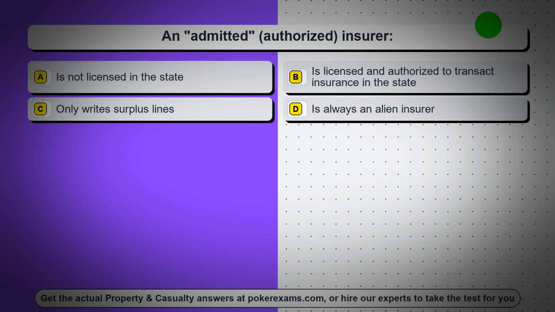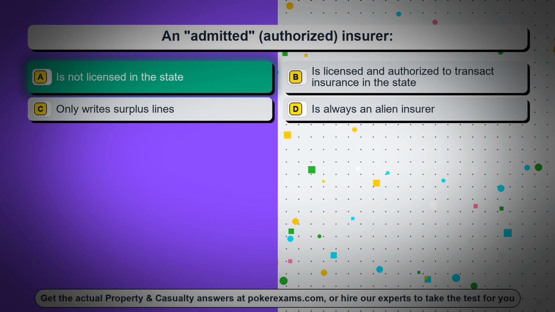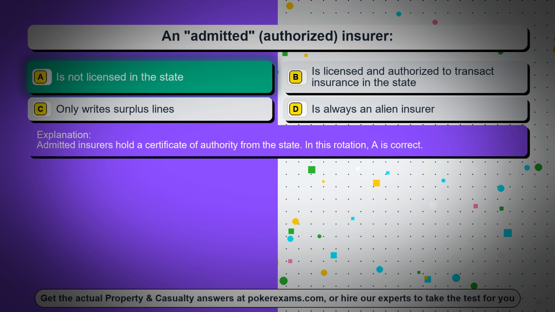Question 20. An admitted, authorized, insurer: Option A, is not licensed in the state. Option B, is licensed and authorized to transact insurance in the state. Option C, only writes surplus lines. Option D, is always an alien insurer. The correct answer is option A, is not licensed in the state. Admitted insurers hold a certificate of authority from the state. In this rotation, A is correct.